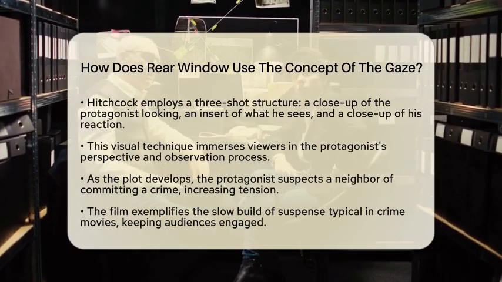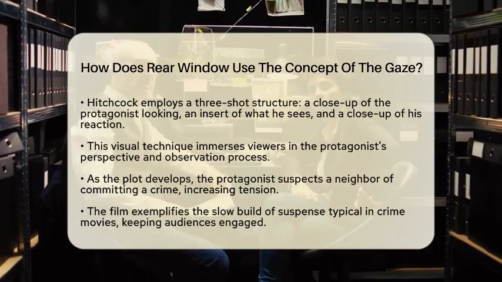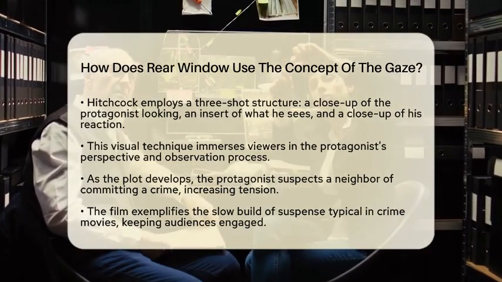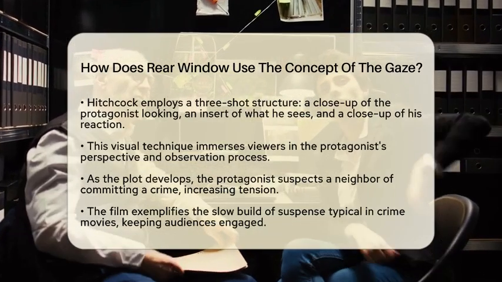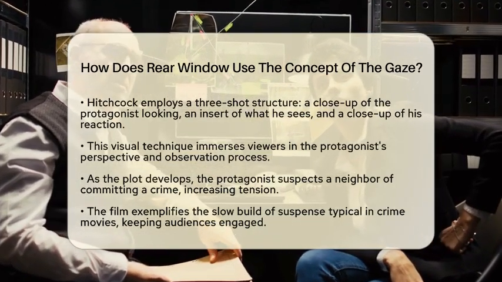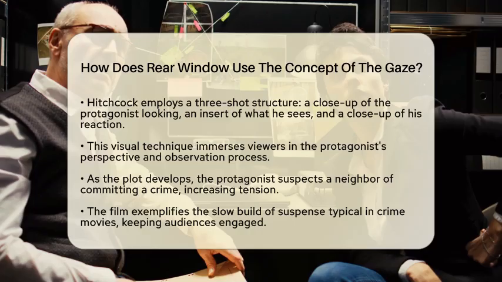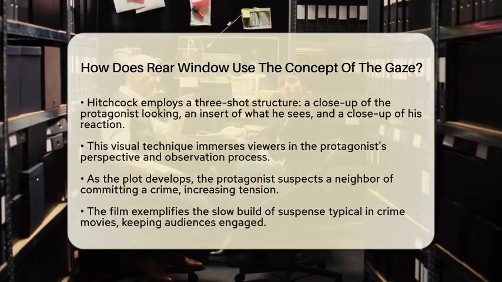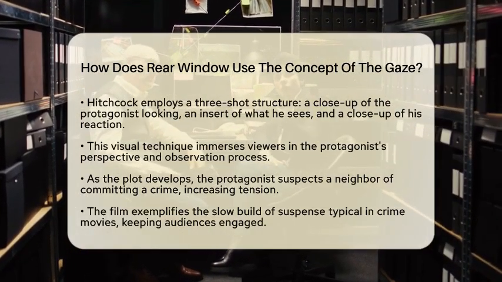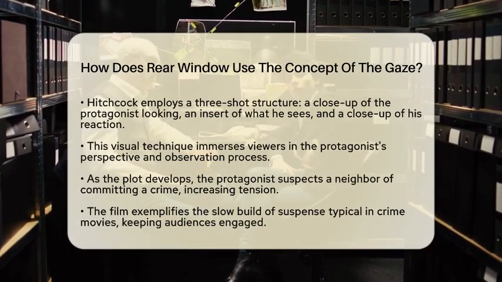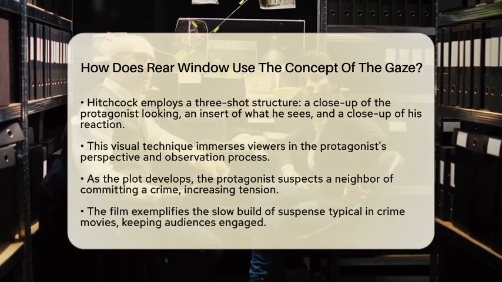As the story unfolds, the tension builds. The protagonist becomes convinced that one of his neighbors has committed a crime. His observations grow more intense, pulling the audience deeper into the mystery. This slow burn of tension is a hallmark of crime films, keeping viewers on the edge of their seats.